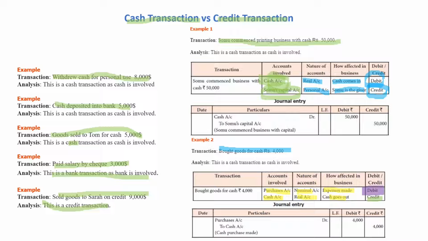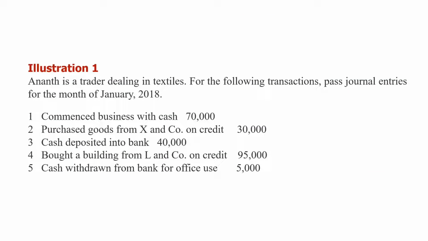And how is the entry? Purchase account debit to cash account credit, and the amount is $4,000. And how about narration? Cash purchase made. This narration says that you purchased something, and for the transaction to be completed, you paid money for the goods you purchased. Here we have illustration 1.